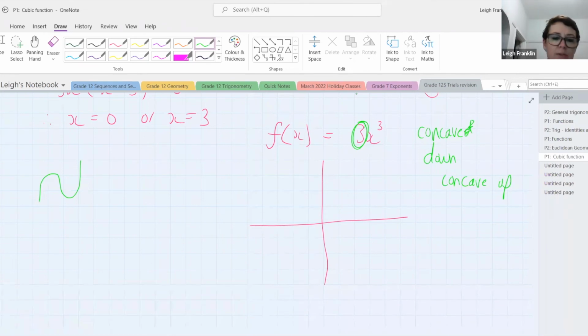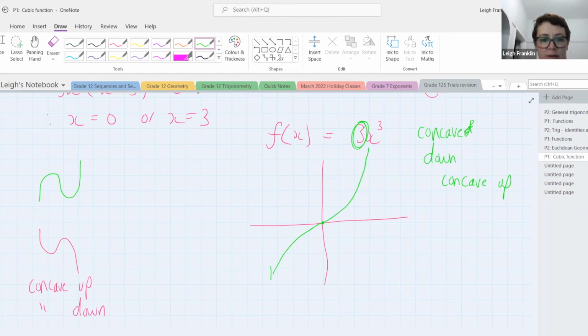If the number in front of the x cubed is a negative number, then the graph is going to be shaped like this. First it will be concave up, and then it will be concave down. So this graph looks like the green one, right? And because it's the graph of 3x³, it has to go through the origin. So it's going to be a bit of a weird shape. It's there, and then it kind of does that. That's what it would look like.